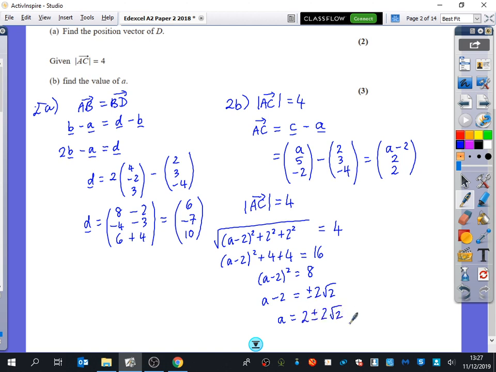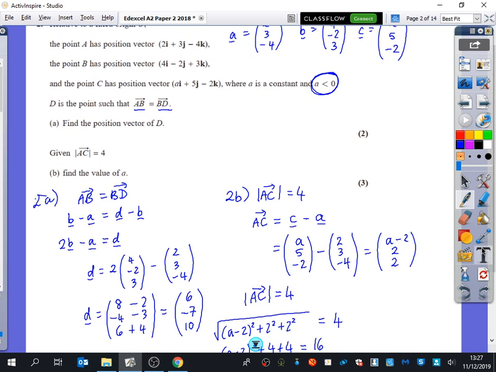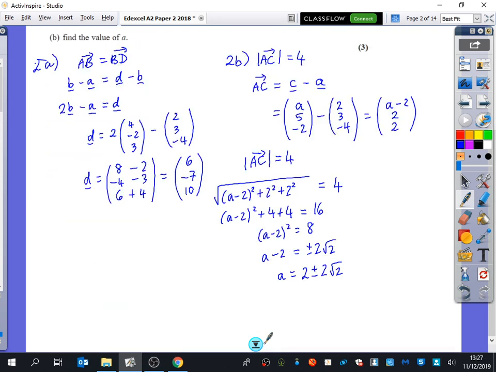However, don't forget what the question told us. a is less than 0, so that must mean that, because a is less than 0, a must be equal to 2 minus 2 root 2. You can check on your calculator that that gives you a negative value. Some people wrote that as a decimal. I do think it's better to leave it in that exact form that we've got there.